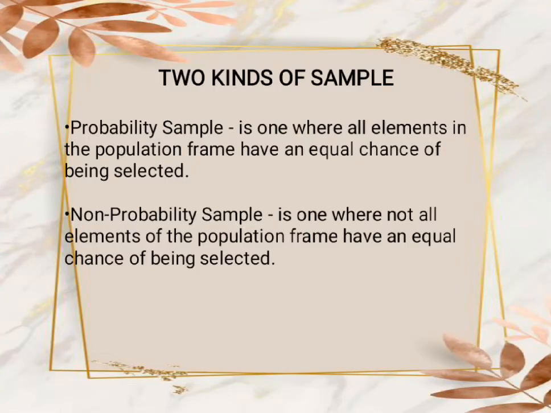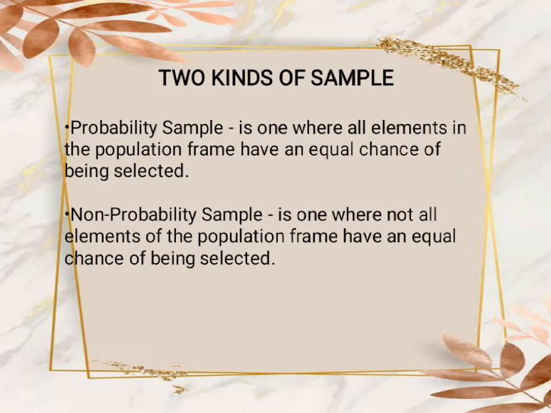There are two kinds of sample. Probability sample is one where all elements of the population frame have an equal chance of being selected. So probability samples are random samples or are representative samples of the population. Findings of researchers using a probability sample can be used to infer the characteristics of the population. Findings are more valid when probability samples are used.